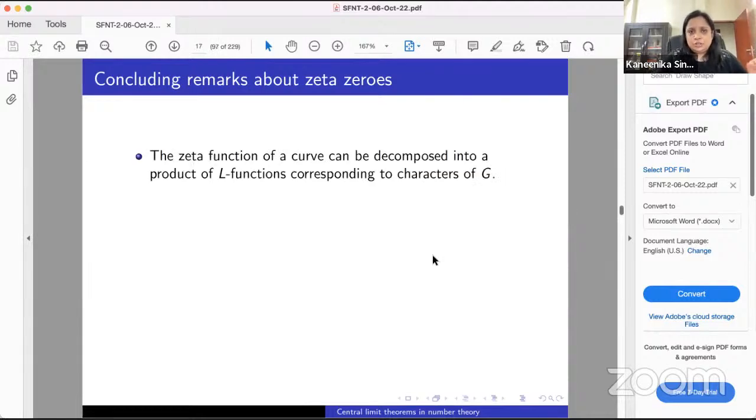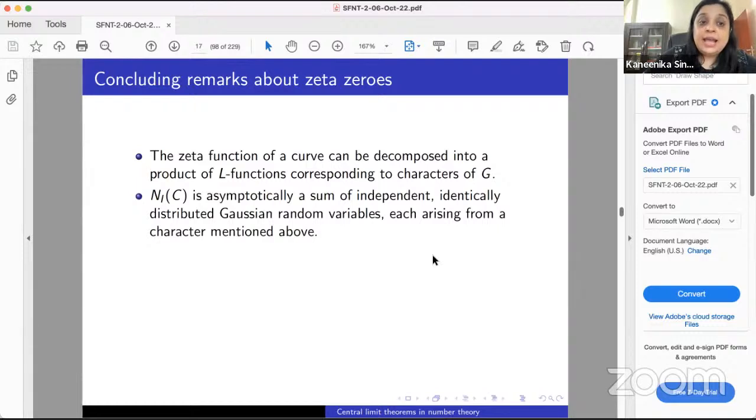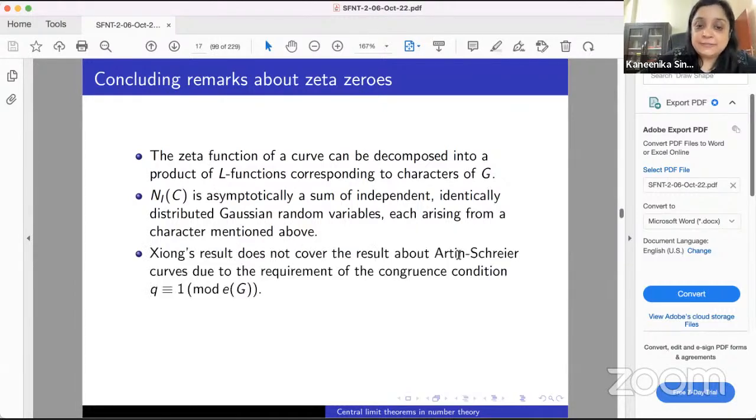So, concluding remarks about this family. I didn't quite show you how the counting function can be written as sums of certain types of random variables. That's because of the technicalities involved, and I just wanted to give you a brief overview. So this is explained in detail in Chantal's notes. The zeta function of a curve can be decomposed into a product of L-functions corresponding to the characters of your group G, and N_I(C) is asymptotically a sum of independent and identically distributed Gaussian random variables, each of which is arising from a character of G, which I just mentioned above.